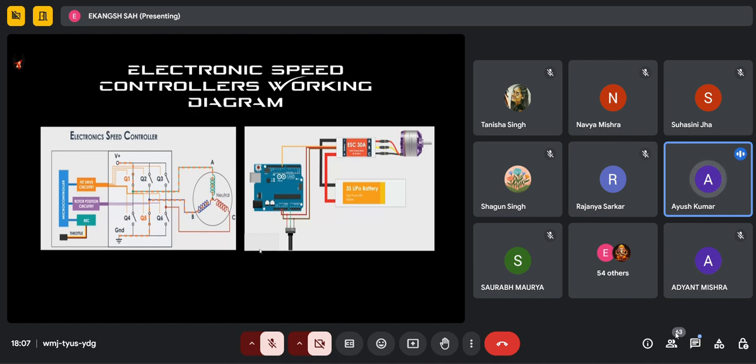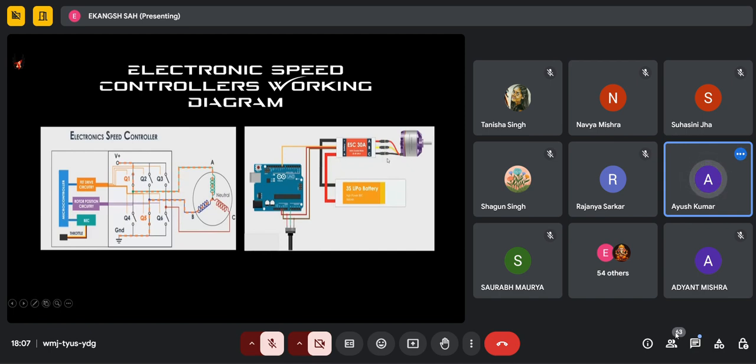And this is a star connection. Here, star connection has an edge over other connections such as delta connection, as it is less prone to short circuit. Now in the right side, the first motor is connected to the ESC through the 3-phase bridge connection.